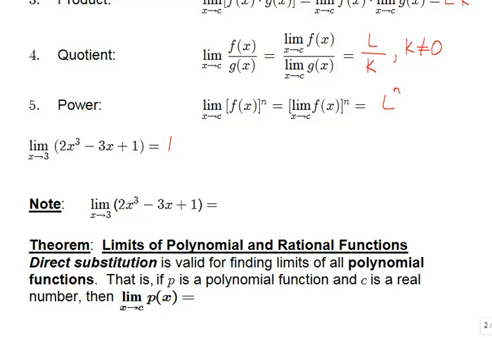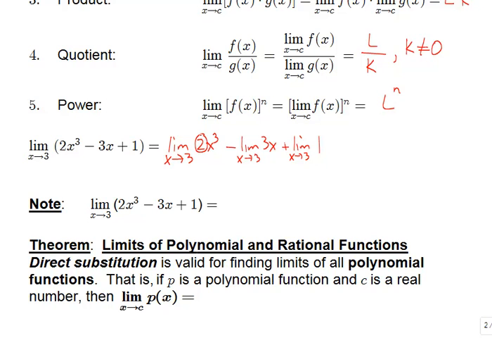So that would look like this. This limit becomes the limit as x approaches 3 of the 2x cubed minus the limit as x approaches 3 of the 3x plus the limit as x approaches 3 of the 1. So I took the limit of each individual term.